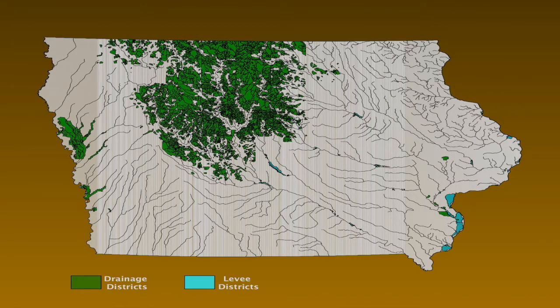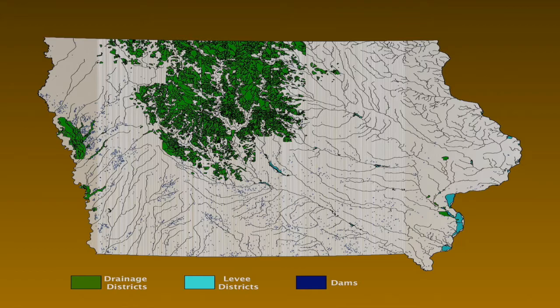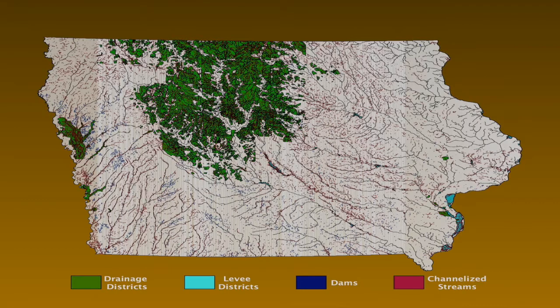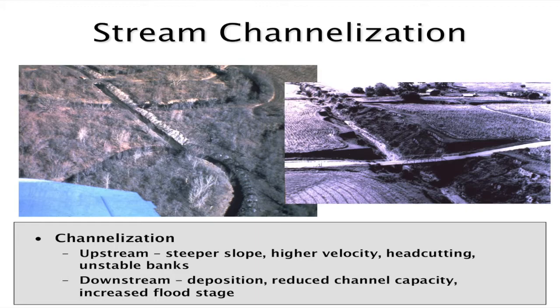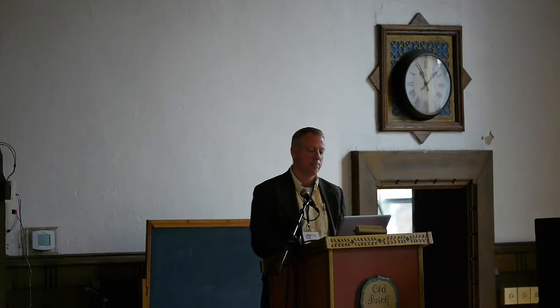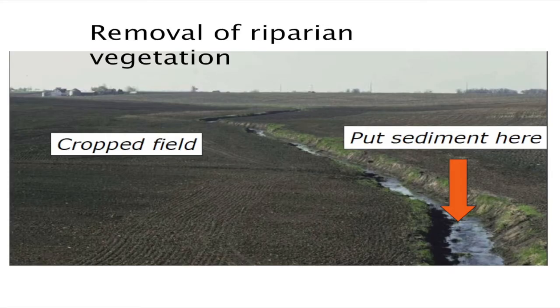We've also altered our system with extensive levees, dams, and channelization. So we've channelized a lot of streams, okay? We've cut off meanders, we've squared up farm plots, we've done everything we can to get the water to move more efficiently over the landscape. We've removed riparian vegetation, okay? So all of these things are the alterations we've made to the landscape that affect the hydrology.